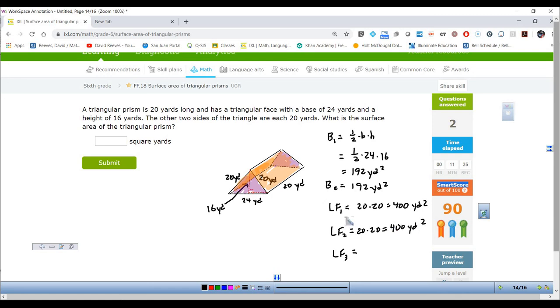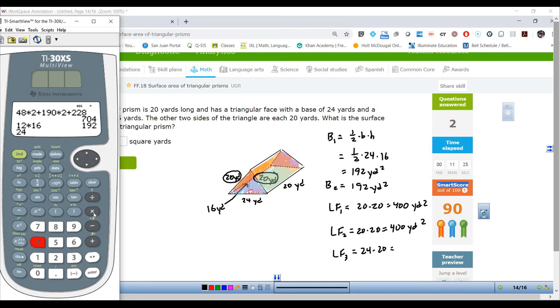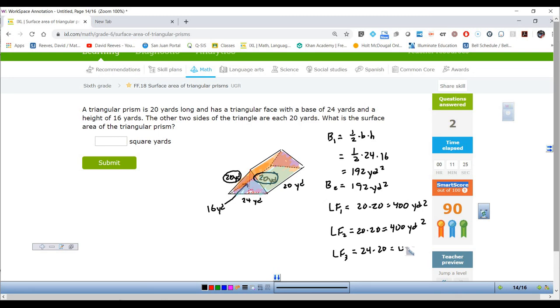But again, I'm writing them separately because it will not always be the case that they're congruent. They're congruent because these are both 20, because that's an isosceles triangle. And finally, we have the bottom. I almost called it the base, but it is the bottom, not the base. And that one is 24 by 20. Again, you can clearly see this is not to scale because 24 should be longer than 20. So 24 times 20 on my calculator is 480. I should have known that because 24 times 2 is 48 square yards.